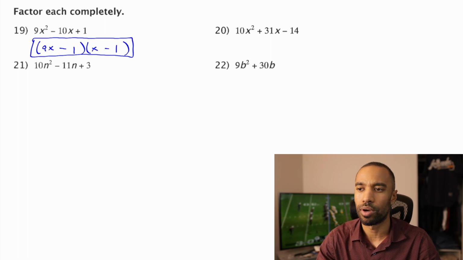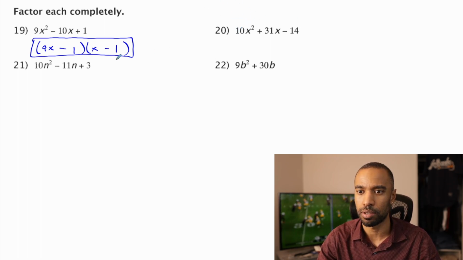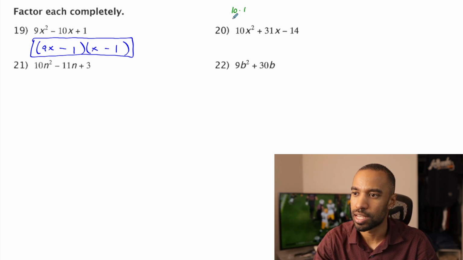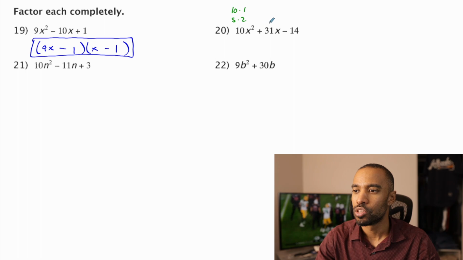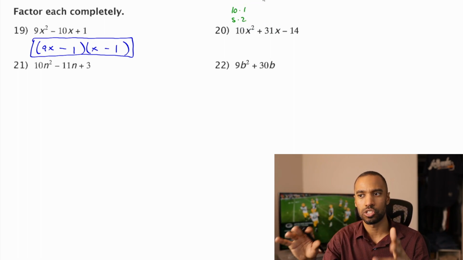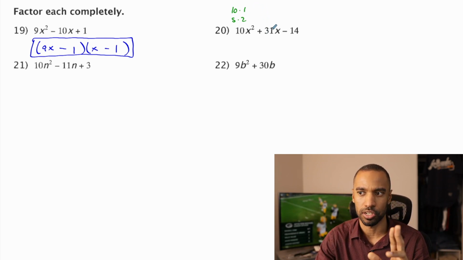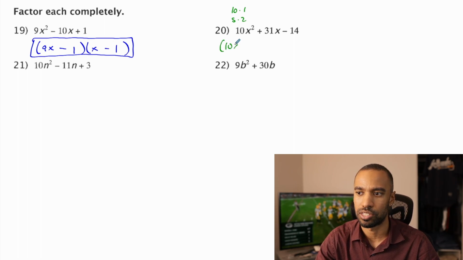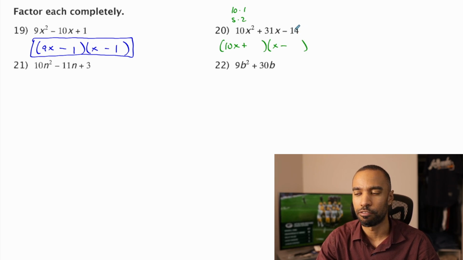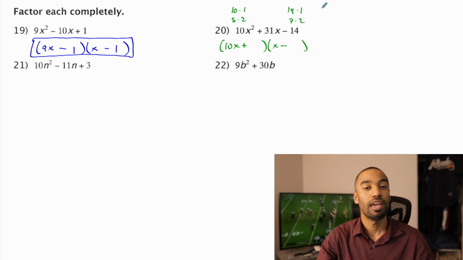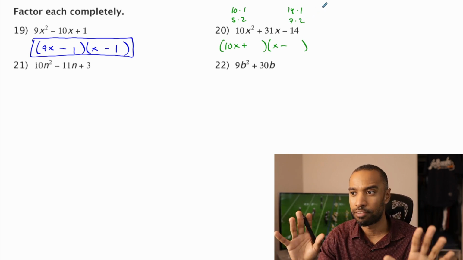All right, number 20. No common factors here, but it looks like all these are composite numbers. The 10x squared: 10 can come from 10 times 1 or 5 times 2. Given that it's both even and odd here, there's not really any knowledge to play with as far as how we can separate and determine what this shouldn't be. So it's worth possibly considering testing everything. 10x and x here. Now there's a plus minus involved, and 14 comes from 14 times 1 and 7 times 2.